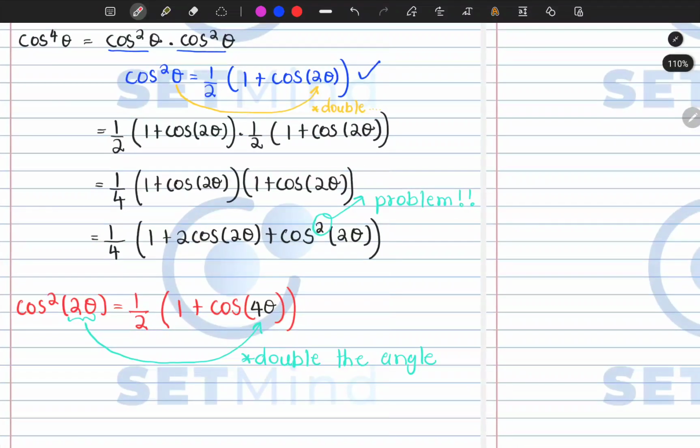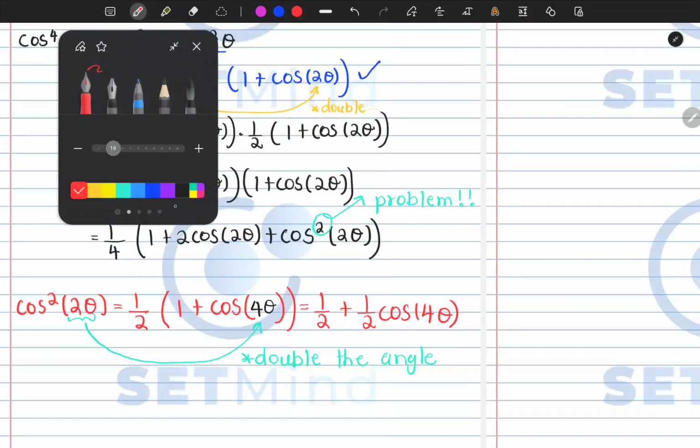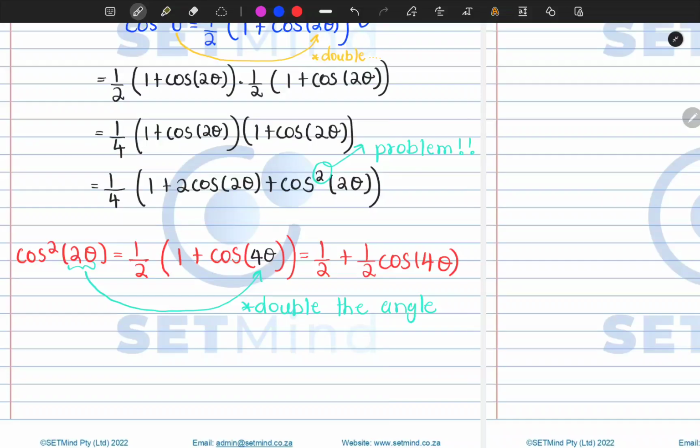Then we can now quickly do some foiling, and then you'll see that we'll have a half plus a half cos of 4 theta. So with now this, we can go and sub it back and then start doing our work. So when we go and sub it back, you will see that we'll get 1 over 4 into 1 plus 2 cos of 2 theta plus a half cos of 4 theta.